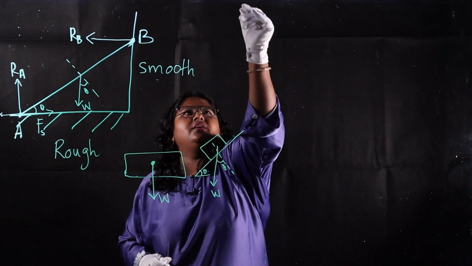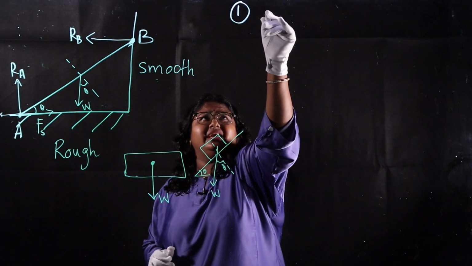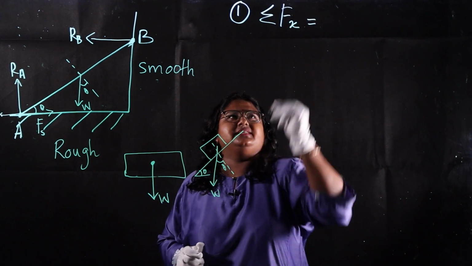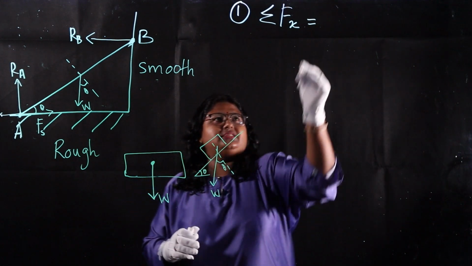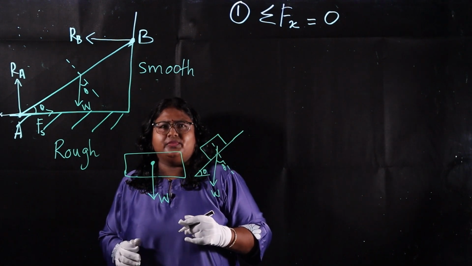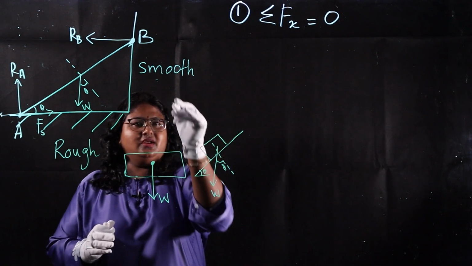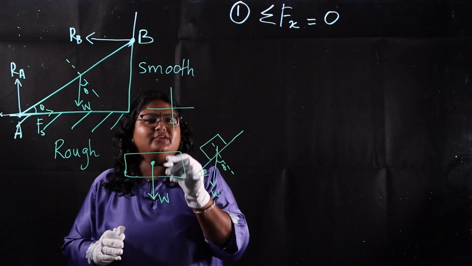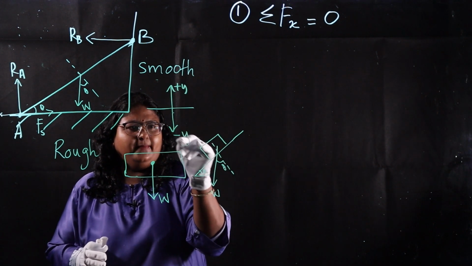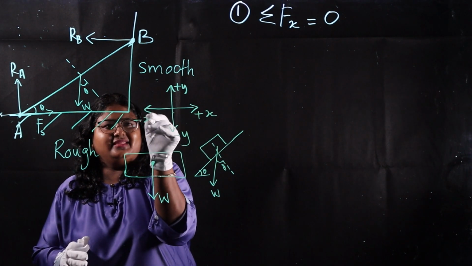For the solution we have three conditions. What is the first condition? The first condition is that the sum of horizontal forces, Fx, equals 0. What are the horizontal forces in this system? Before that, we need a direction. Force is a vector quantity, so it has a direction. How do we determine the direction? We use a simple method. This will be positive y, this will be negative y. The right-hand side will be positive x, the left-hand side will be negative x.